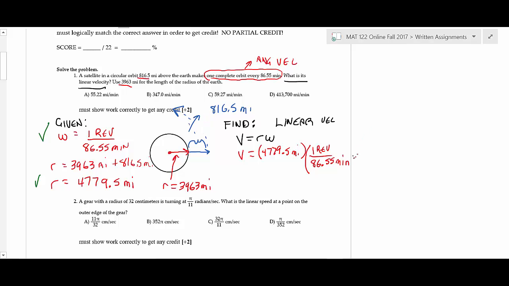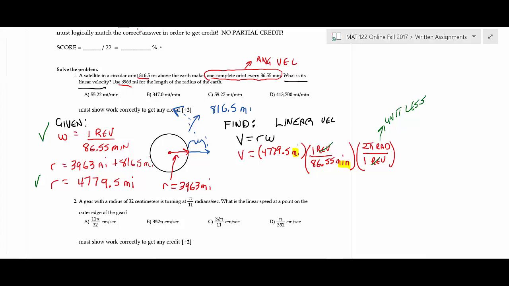What we're going to do is multiply that by the connection between revolutions and radians, because this needs to be in radians per minute. We know that one revolution is 2 pi radians. If you look at this, the revolutions cross out, and you end up with miles per minute. If you look at your answer choices, they're all in miles per minute. And remember, we said radians is really unitless. It's more of a placeholder.